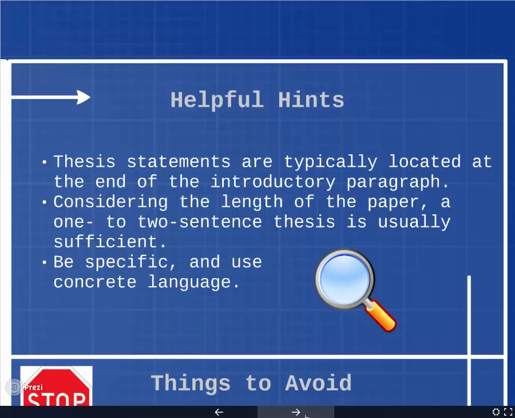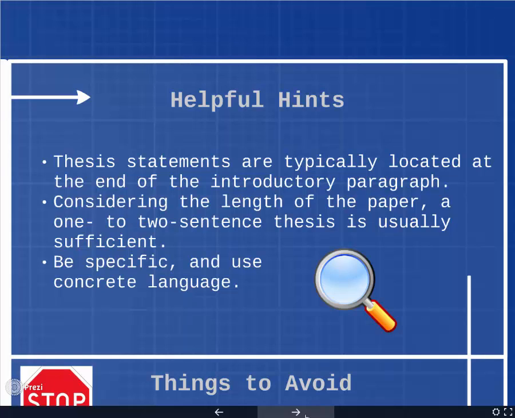Also, use specific and concrete language. I think there's a tendency sometimes for students to keep things vague and too general because they're a little bit insecure about the point that they're trying to make. And this is a mistake. You want the reader to be absolutely clear about what your main idea is.